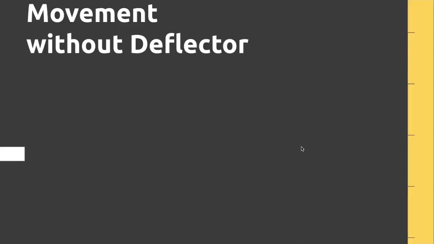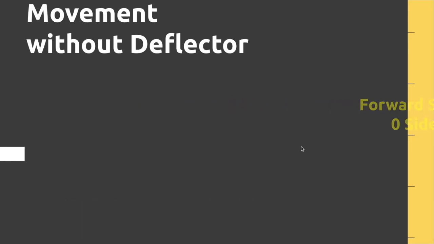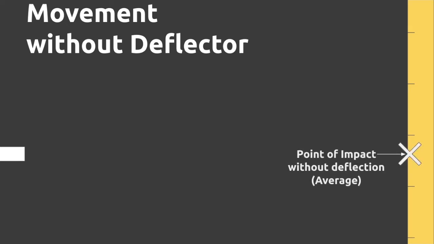And so here's a little animation of movement without the deflector and some analysis. The forward speed is constant. As you can see, it just goes in a straight line, and there's zero sideways speed. And we have a point of impact without deflection that you should have written down, or it's also included on the data sheet.